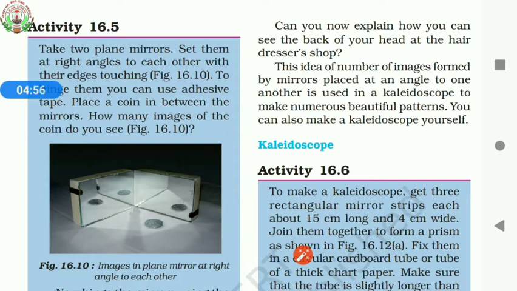Now hang the mirrors using the adhesive tape at different angles, say 45 degrees, 60 degrees, 120 degrees, 180 degrees, etc. Place some object in between them. Note down the number of images of the object in each case. Finally, set the two mirrors parallel to each other. Find out how many images of a candle placed between them are formed.